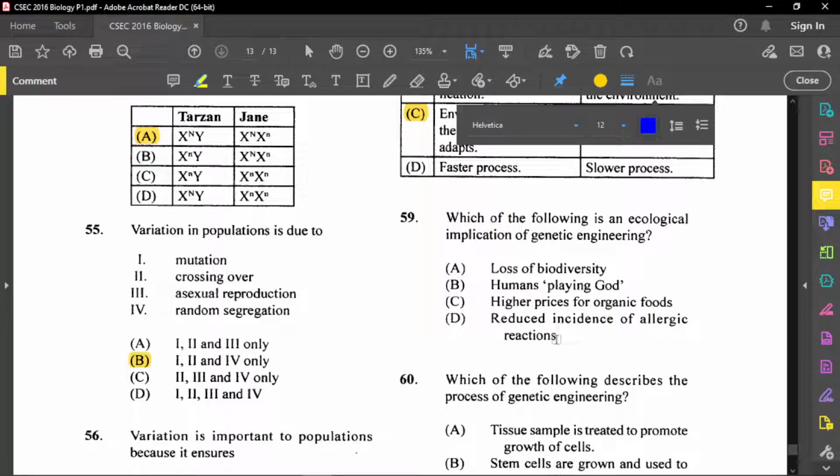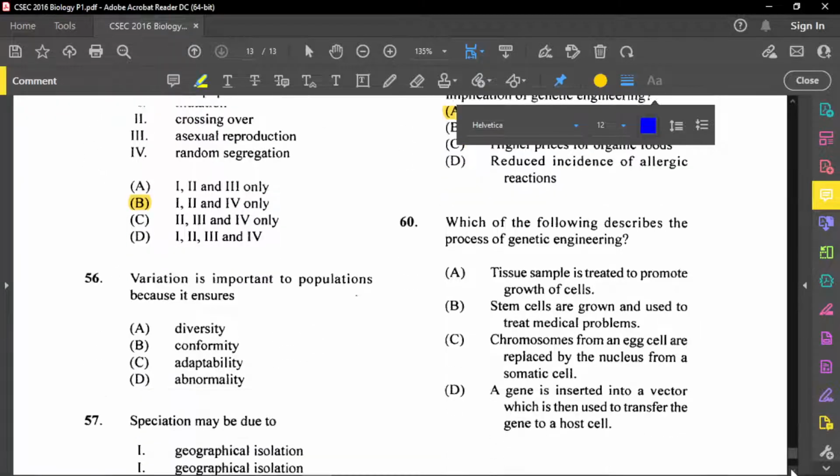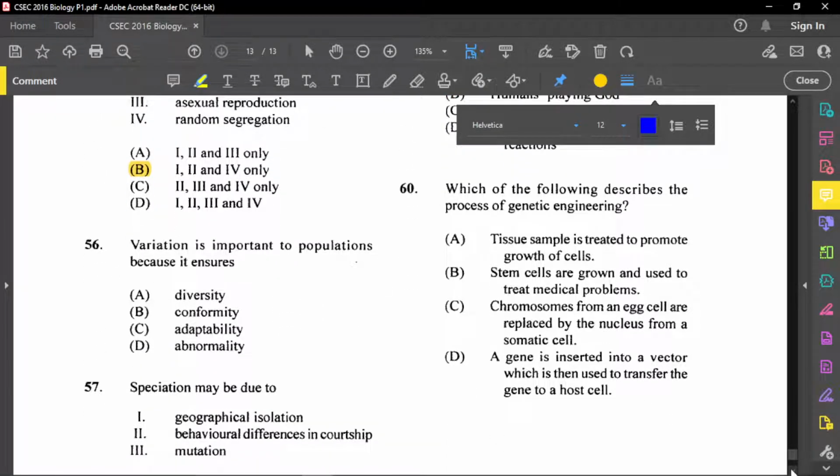All right, 59. Loss of biodiversity is the best option I'm choosing right here. Yeah, loss of biodiversity. All right, that's where we're going. Yep. All right, that's an implication right there. Genetic engineering, definitely. Yeah, I'm going with A for 59. All right, number 56. Oh Lord, we missed out a lot.